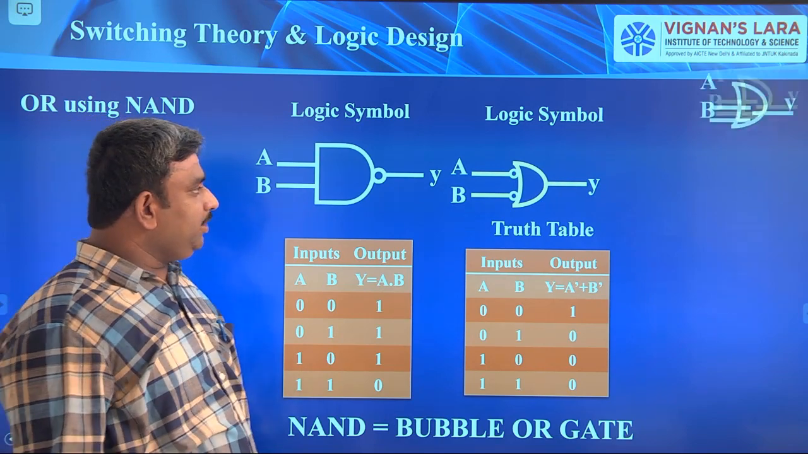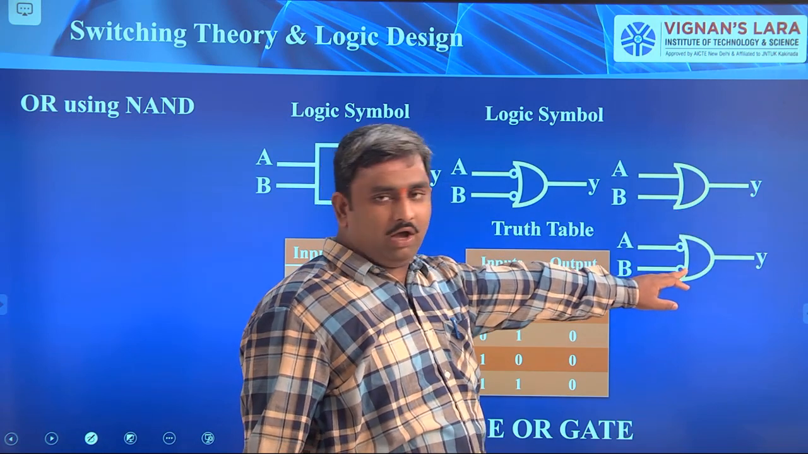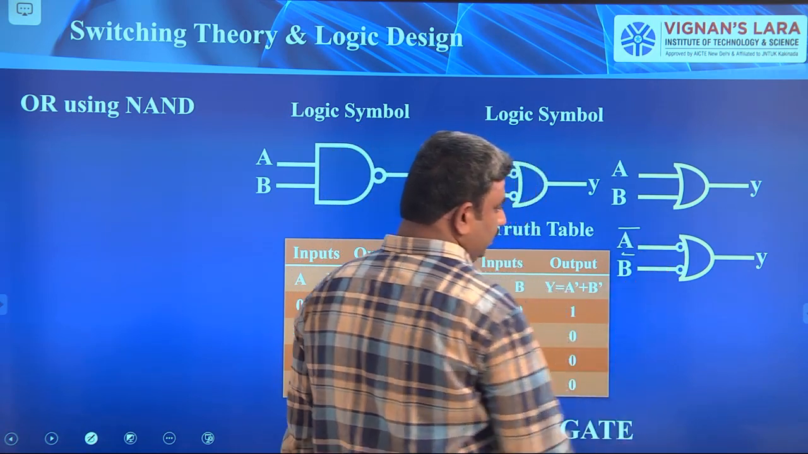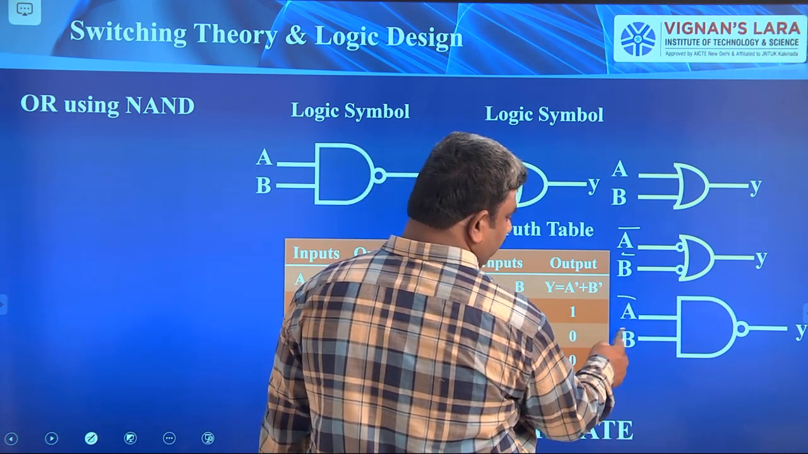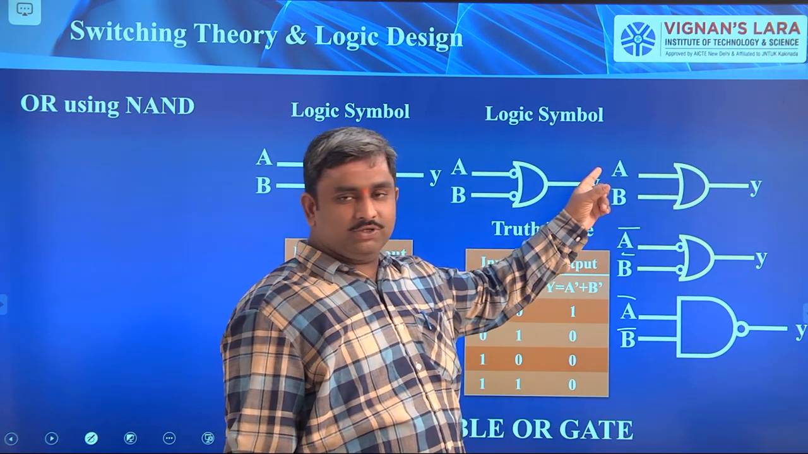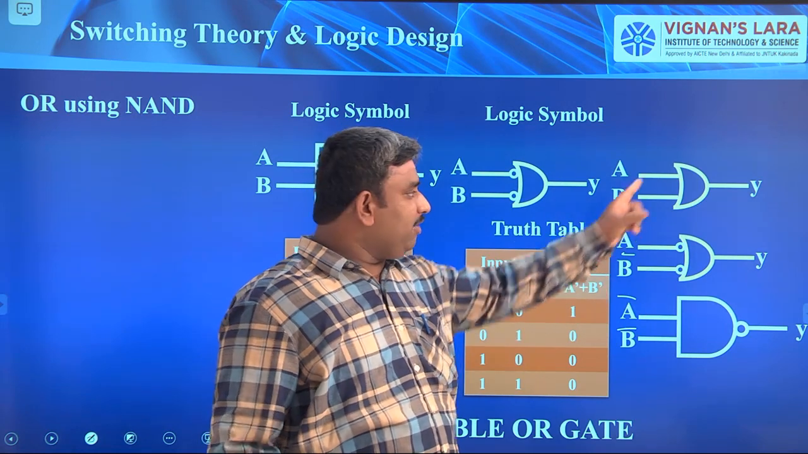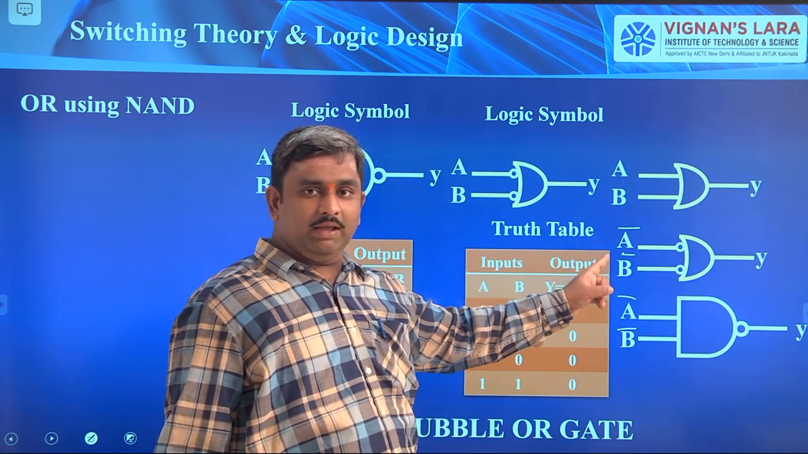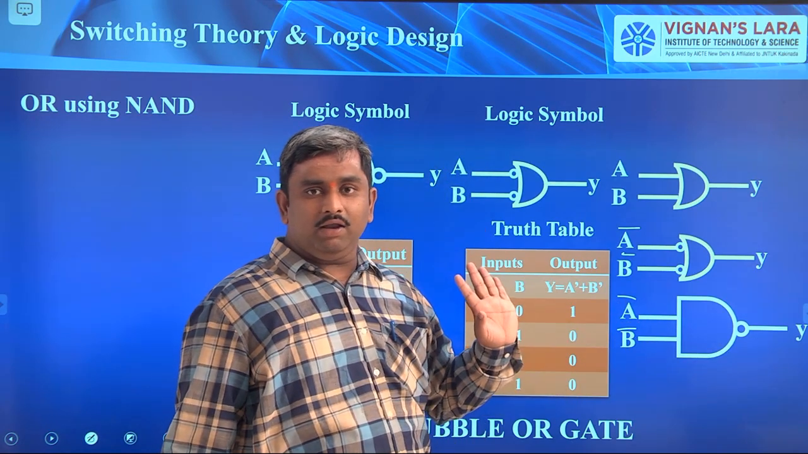Okay. Next, coming to here, we have an OR gate. This OR gate we are representing with a bubbled OR gate, and now the inputs are A bar, B bar. Next, that bubbled OR gate we are representing with a NAND gate, but here the inputs are A bar, B bar. For the normal OR gate, the inputs are A, B. For the bubbled OR gate, the inputs are A bar, B bar. And this bubbled OR gate we are replacing with the NAND gate. Now the inputs are A bar, B bar.